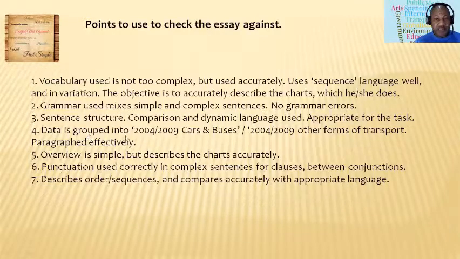Very appropriate. Data is grouped into 2004 to 2009 cars and buses, and then also into 2004, 2009 other forms of transport. So within here, you're comparing 2004 to 2009 for these 3 forms, because they're the 2 biggest. So they've been separated, paragraphed effectively. The overview describes the charts accurately. Simple. Remember, again, a couple of sentences without data, just saying what you can see. Punctuation is good in both complex sentences, clauses, etc. And it describes order, sequence, which actually should say changes, not order, sequence, and compares information accurately with appropriate language.